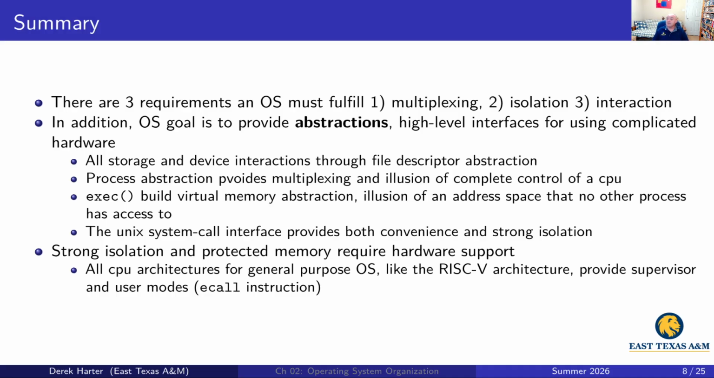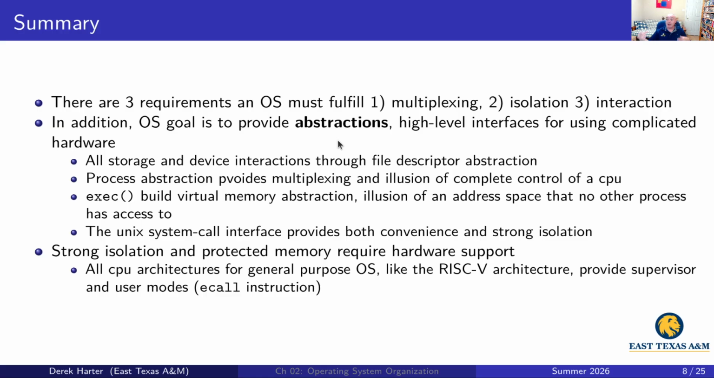But what we talked about in this video is that there are three requirements that an operating system must fulfill: multiplexing or time sharing, and managing resources between multiple entities, the processes that run on the system; isolation or security, which has to isolate processes so they can't affect each other; and interaction. When they do want to interact, that should be possible.